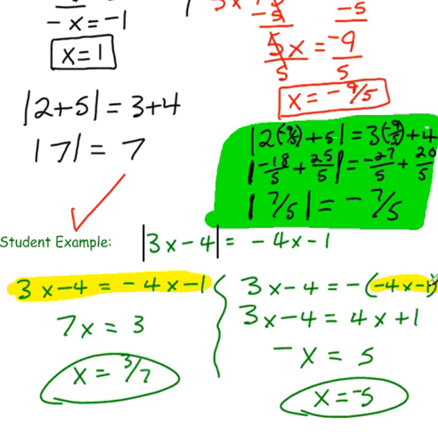So anyway, we're changing the binomial now. The opposite of negative 4 is 4. The opposite of negative 1 is positive 1. You solve them both times. And guys, I'm going to let you guys check them, and we'll check that one in class.